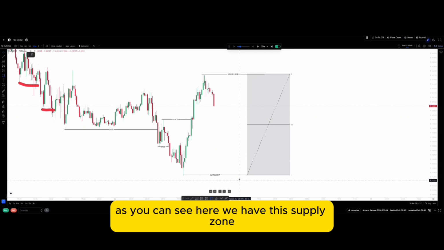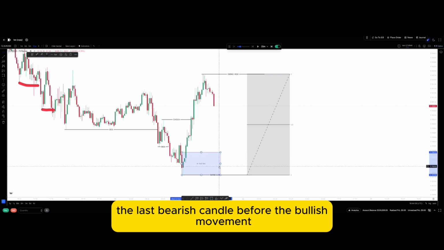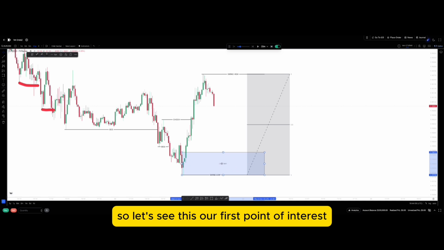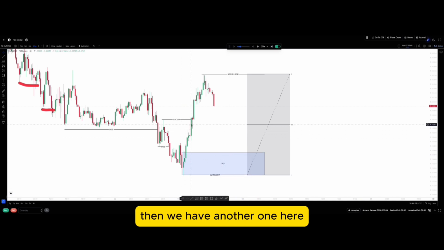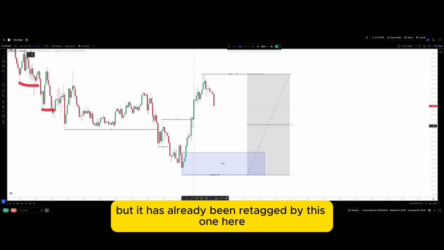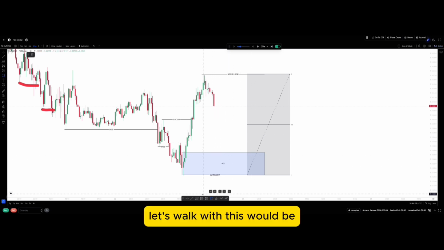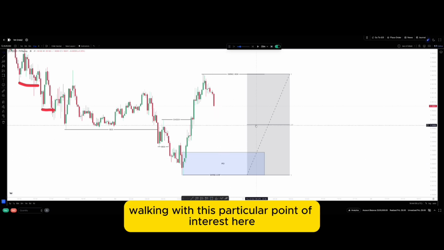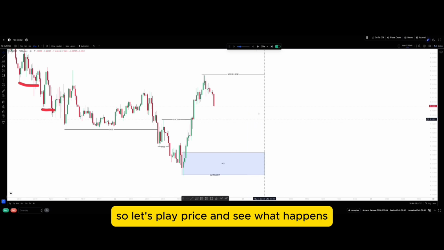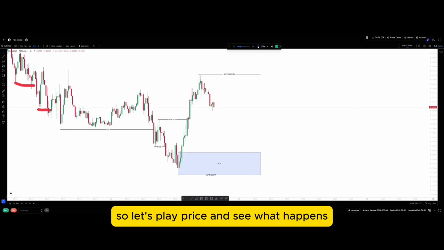As we can see here, we have this zone, the last bearish candle before the bullish movement. So let's say this is our first point of interest. POI simply means point of interest, okay? Then we have another one here, but it has already been mitigated by this zone here, so it's not valid. We'll be working with this particular point of interest here. So let's play price and see what happens.